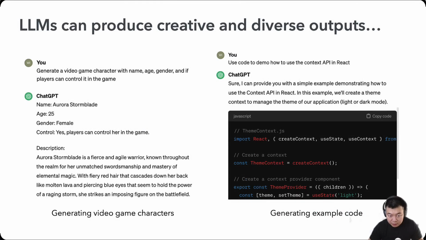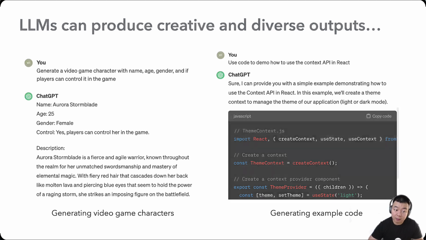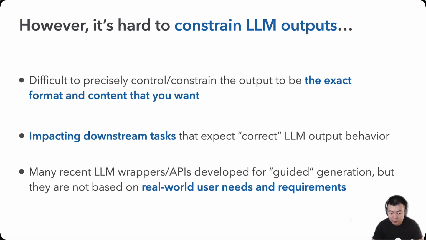LLMs are good at generating responses, for example, asking it to come up with fake video game characters or code examples. However, it's more often than not very difficult to precisely control or constrain the output to be the exact format and content you want, which could impact downstream workflows that expect the output to be a certain format or style.